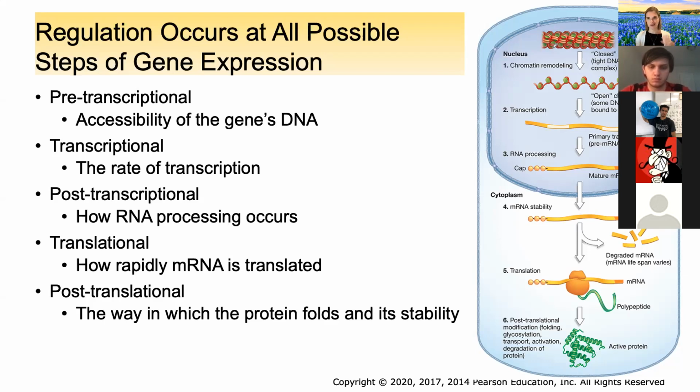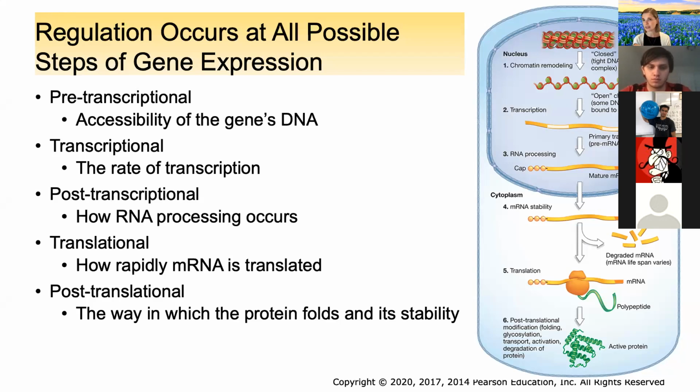Post-transcriptional, so how fast the cell cuts out introns and adds 5' and 3' processing measures, will impact it. How fast it actually goes through the process of translation is not always consistent, and different cells may do that at different speeds. And then finally, we talked about the way in which protein folds, and some of that stability is dependent upon the protein folding into its final shape.